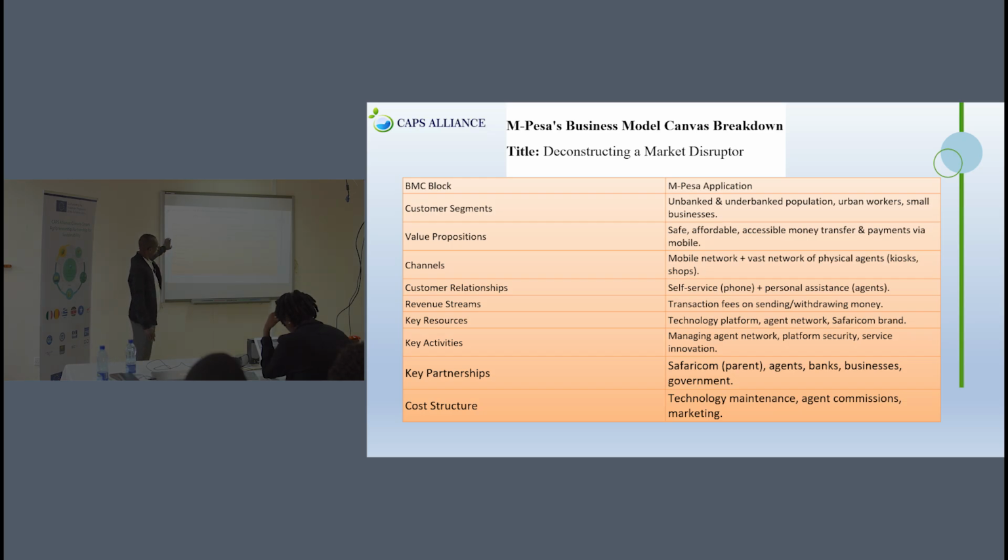And the value proposition: once you send money via Safaricom... Yesterday I saw Prof sending money to someone. How are you very sure that the money was safe, that the transaction was safe? It was affordable; the cost of transaction was a bit lower. It was also accessible, something that you can access. You don't have to go to the bank or make withdrawals. Wherever you are, you just make some transactions and then you get your money.